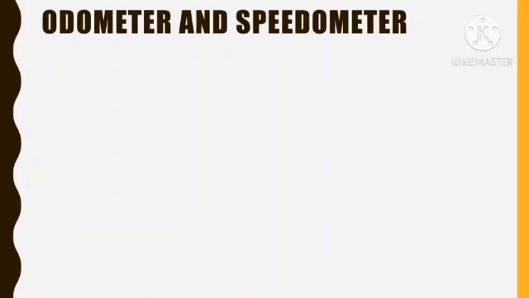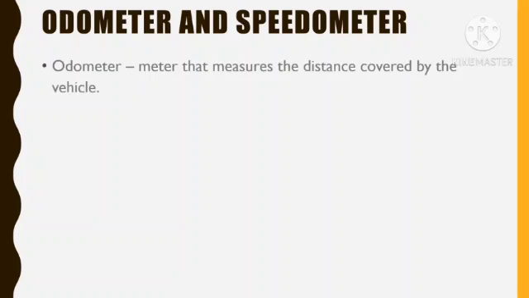Next is odometer and speedometer. What is odometer and speedometer? Odometers and speedometers are generally on the vehicles, whether it is a scooty, car, truck, bus, whatever it is. The odometer is a meter that measures the distance covered by the vehicle.